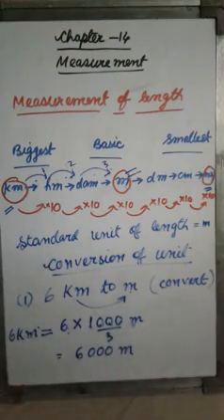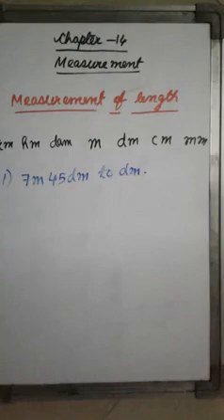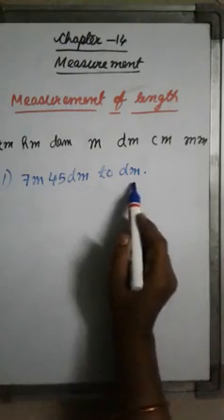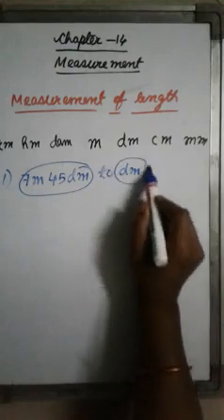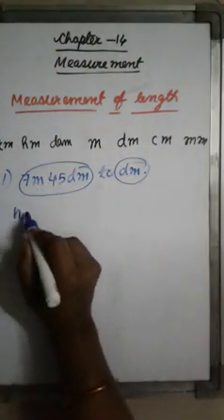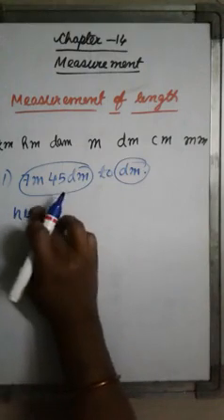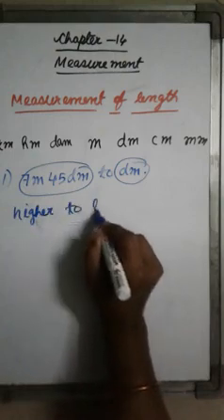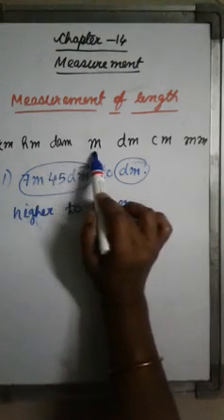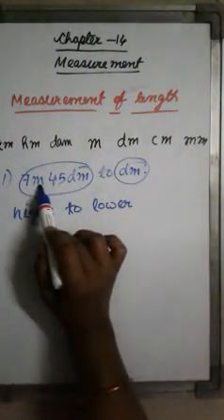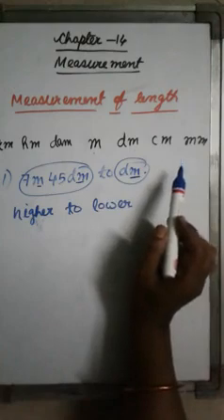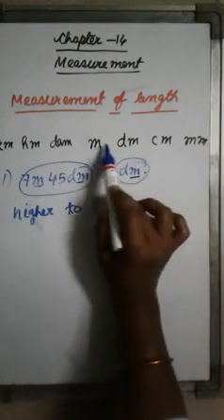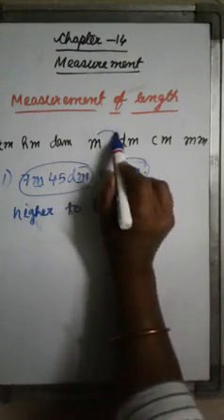I'll show another example. Next example I'm going to show you: 7 meter 45 decimeter to decimeter. So the rule is, you are converting this to decimeter. It is higher to lower conversion. That means the highest unit is meter here, and decimeter is the smaller unit than meter. From meter to decimeter we are going, from higher to lower, how many steps? Only one step.